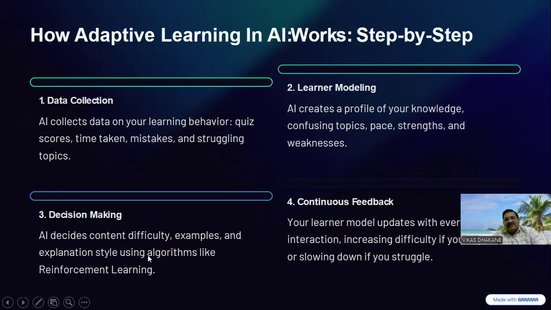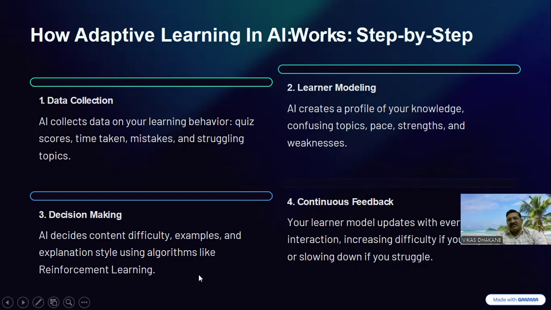So while giving you the next question set, the AI system takes this decision by considering all these factors: what you have done in the previous question set, how you are solving the previous question set. That is nothing but decision making. The AI decides the content, difficulty, examples and explanation style using reinforcement learning. In order to take the decision, this AI system uses some algorithms. One of those algorithms is reinforcement learning.